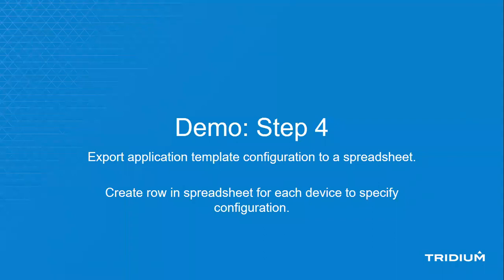So in this next step, I'm going to export the application template configuration, that is the unoccupied and occupied heating and cooling set points, to a spreadsheet, which is going to allow me to list out the configuration for each one of the devices that I want to set up. So let's take a look at that.